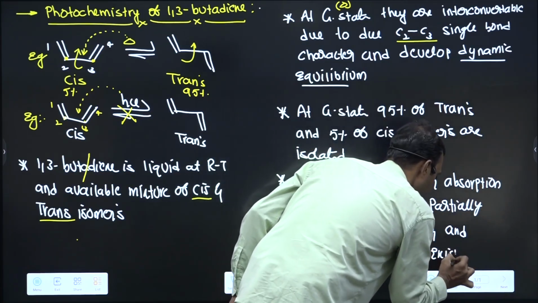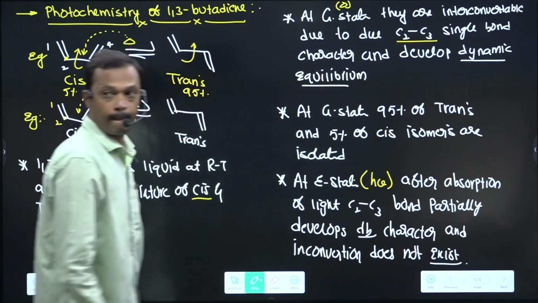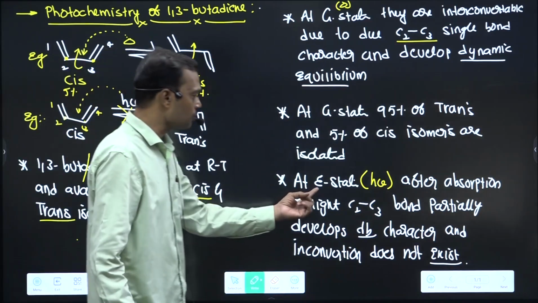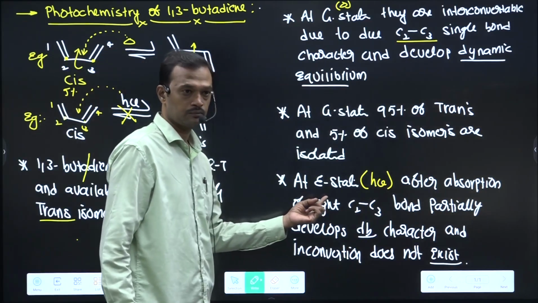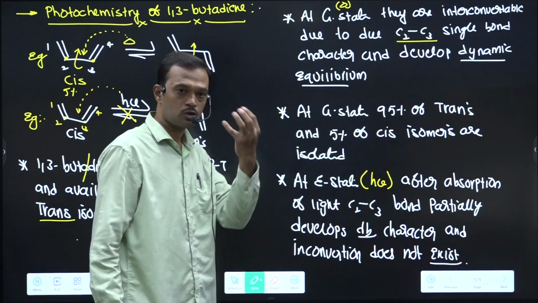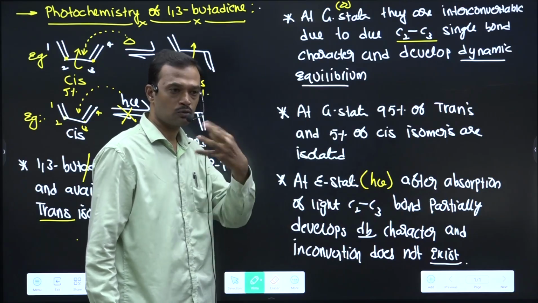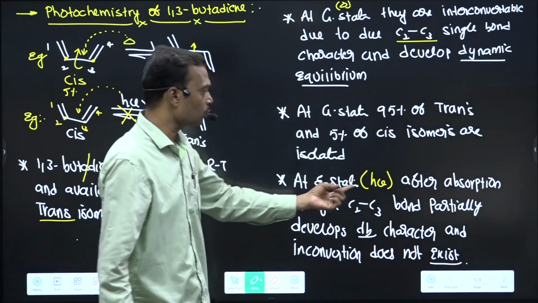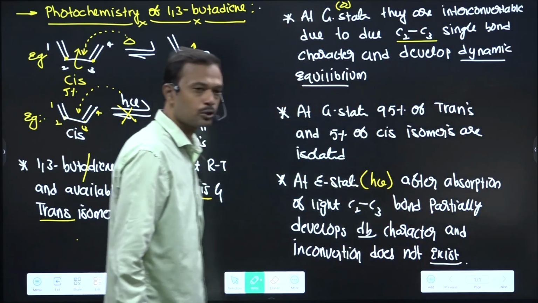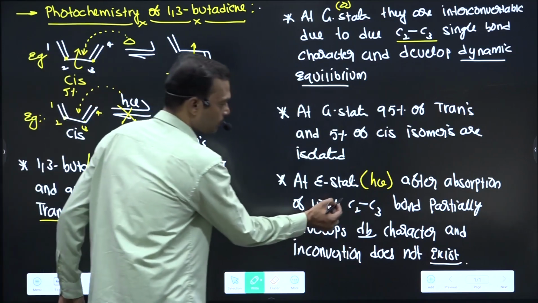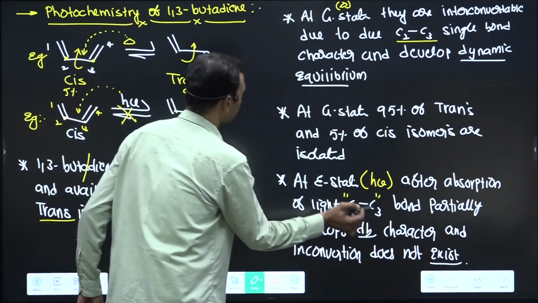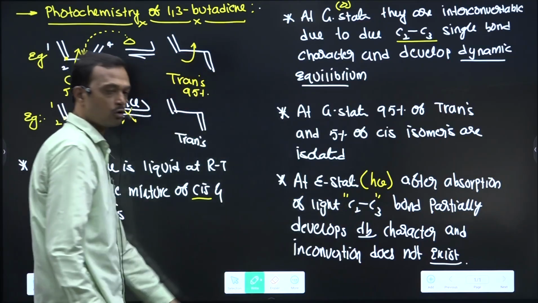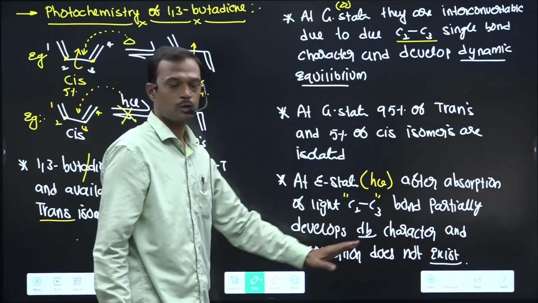So which interconversion does not exist? Cis-trans interconversion does not exist at which state? Excited state. When the diene absorbs light energy, C2 C3 gets excited and develops a double bond character. After getting double bond character, it is impossible to interconvert. So this is not a single bond. This C2 C3 bond starts converting into a double bond, partially developing double bond character. Due to that, it is impossible to rotate.